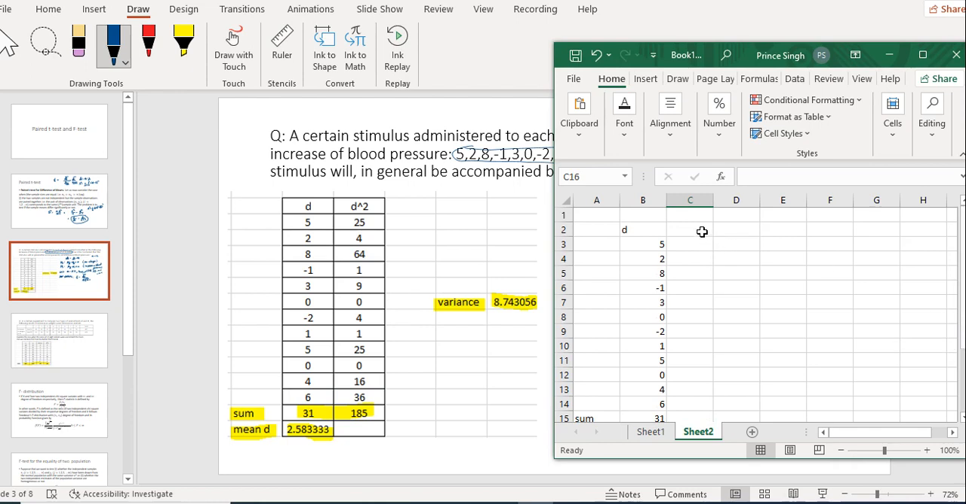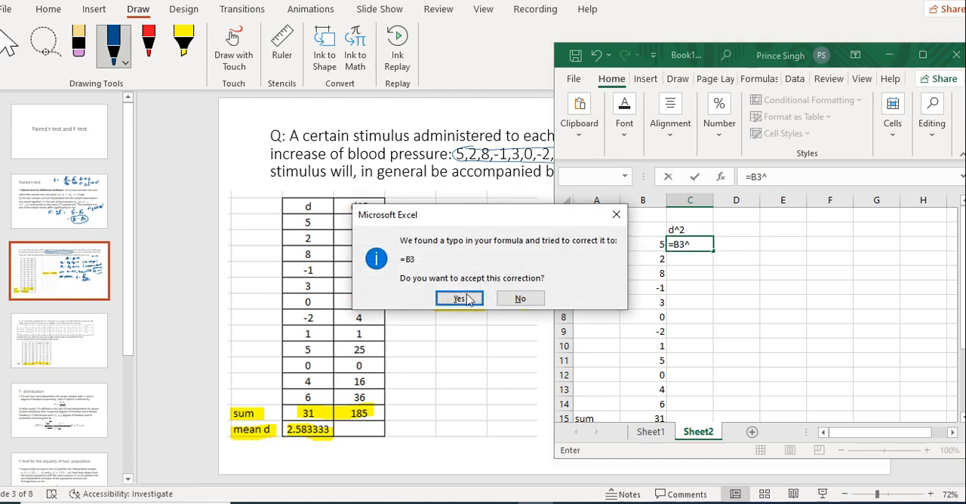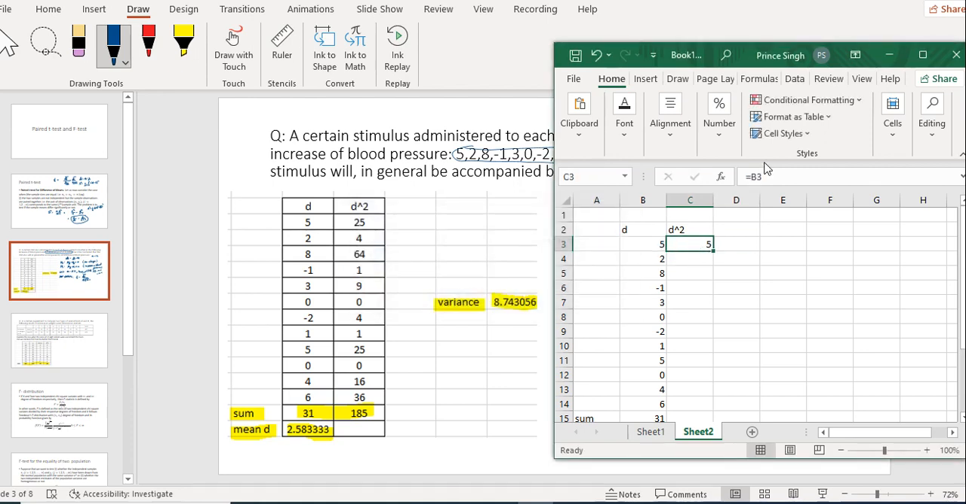Now to calculate the variance, firstly I need to calculate d square. So here I am calculating the square of all these numbers, like 5 square is 25, 2 square is 4, 8 square is 64, and so on. If we use the sum command here, its sum comes out to be 185. So what is the formula of variance?